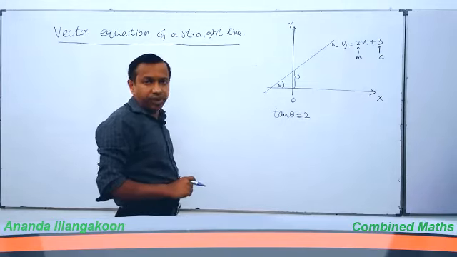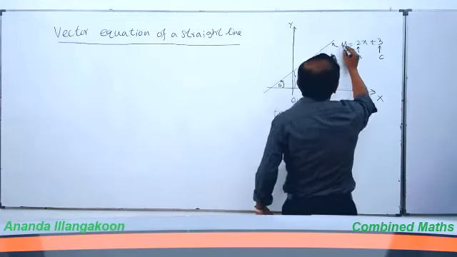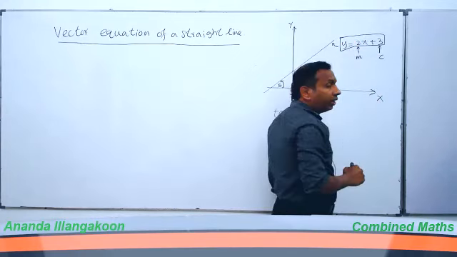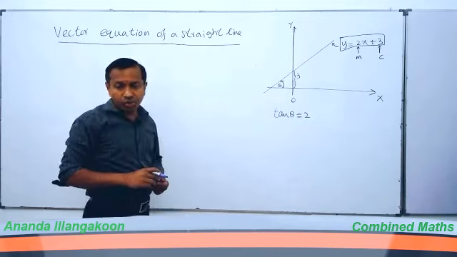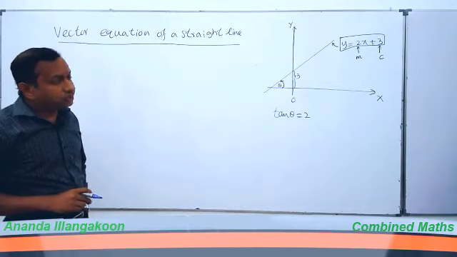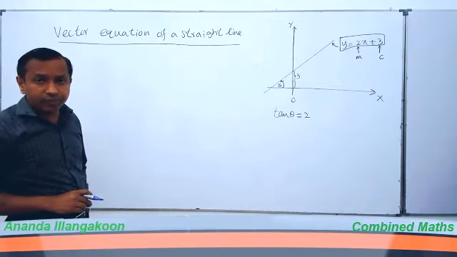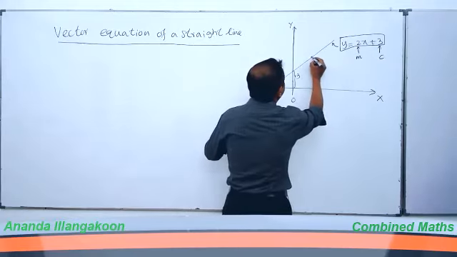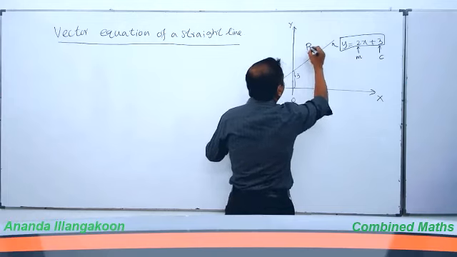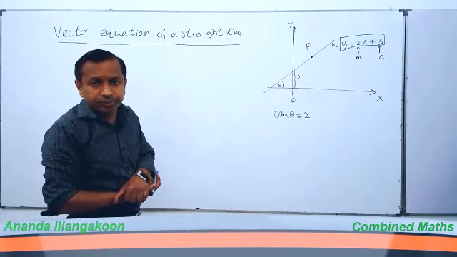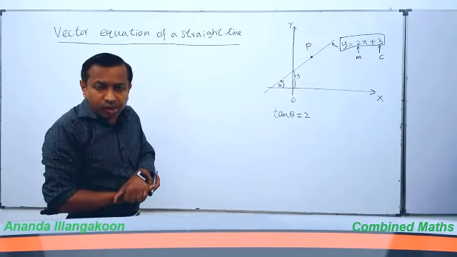People, this is called the equation of the straight line. y equals 2x plus 3 is the equation of the straight line. What are those x and y in the equation? Take any point on the line. I'll take this point as P. This point P has two coordinates, the x coordinate and the y coordinate.